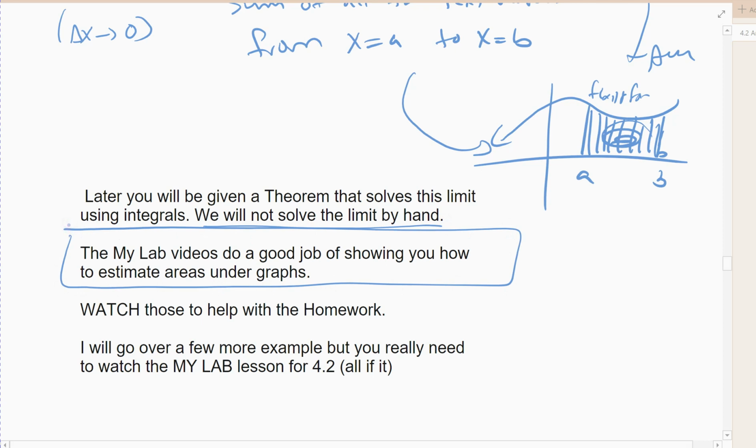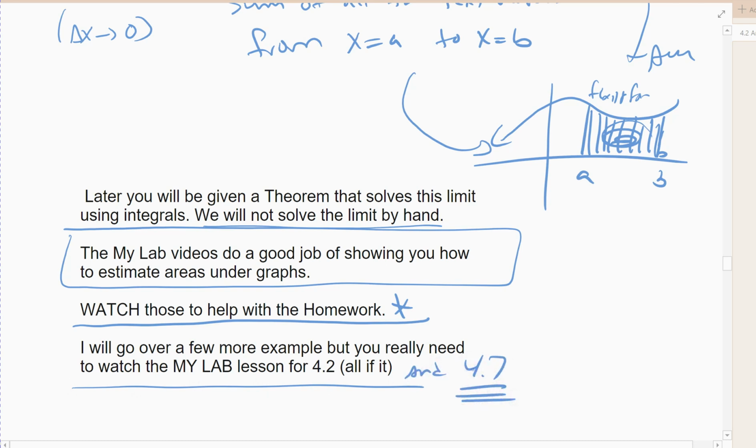Make sure you do watch the MyLab videos. They do a good job of showing you how the estimate of the area under the graph works. They do a good job of explaining it, and again, I encourage you to make sure you watch those. Most especially if you're trying to do the homework, because they do things slightly different than what I do. I'm kind of looking at the overall picture. I will do a few more examples, but again, you really need to watch the MyLab lesson videos, both for 4.1 and for 4.7, when we get there, that's later, because I kind of combine them here in one set of notes.